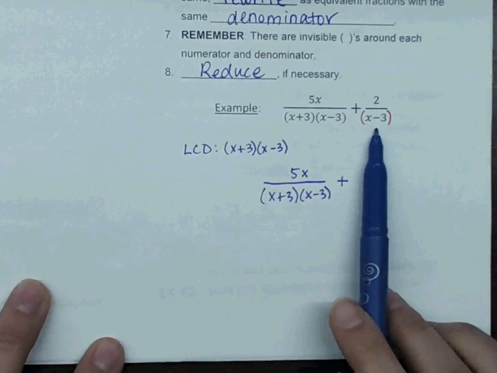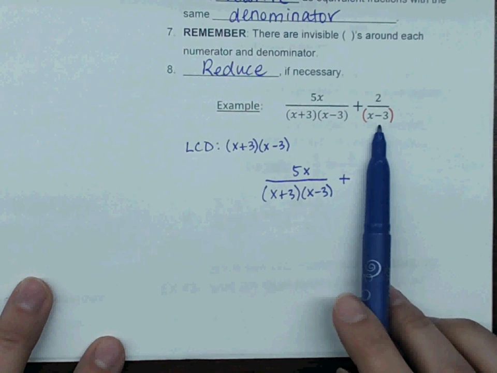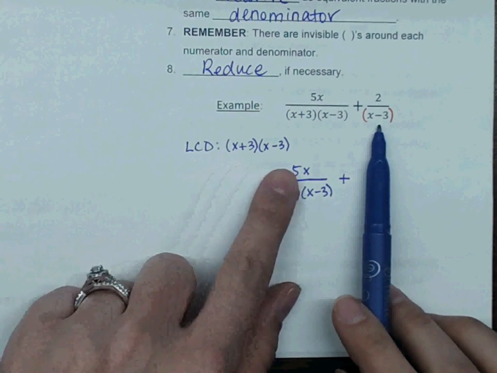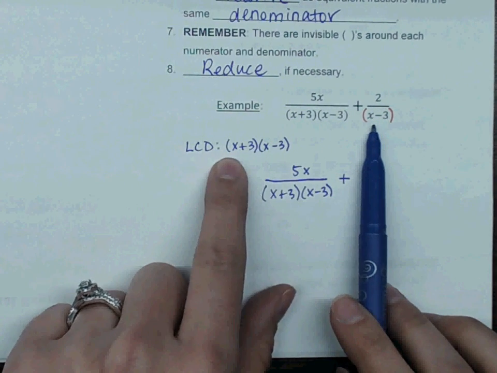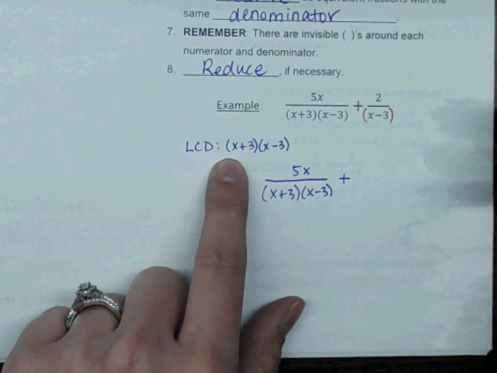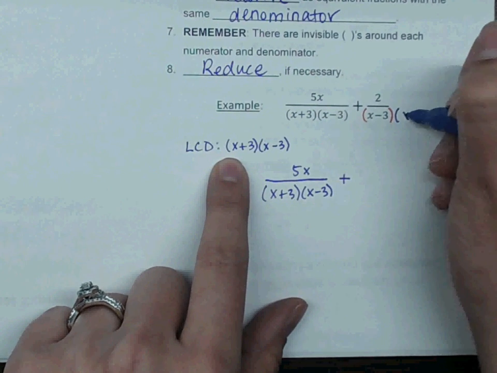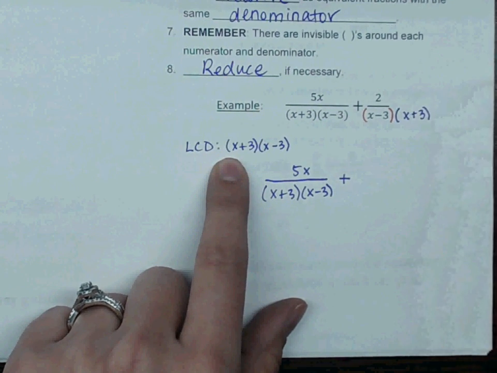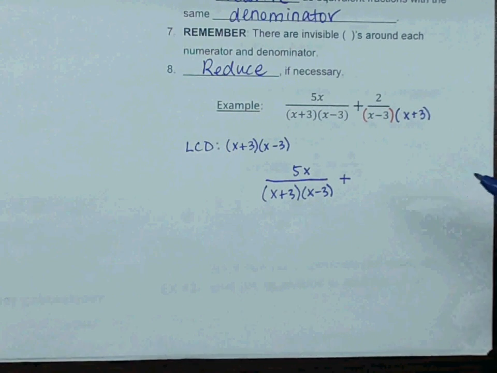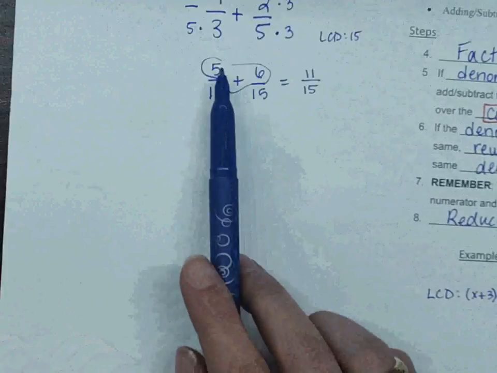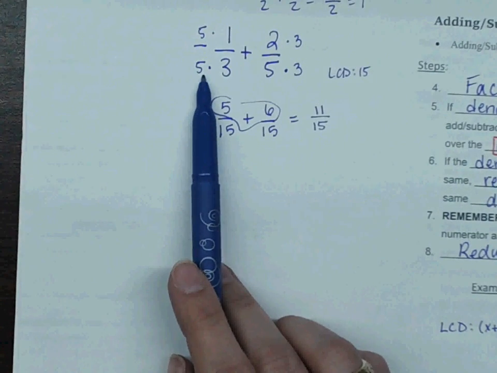Now this guy, he's not keeping up with the Joneses. So we've got to make sure that he has everything. So we look at our LCD. What does he need? Well, he has an x minus 3, but he doesn't have an x plus 3. So what I want to do here is multiply this by an x plus 3. So now he has what he needs, right? But you have to remember that what we did over here, we couldn't just say, let's multiply the bottom by a 5.